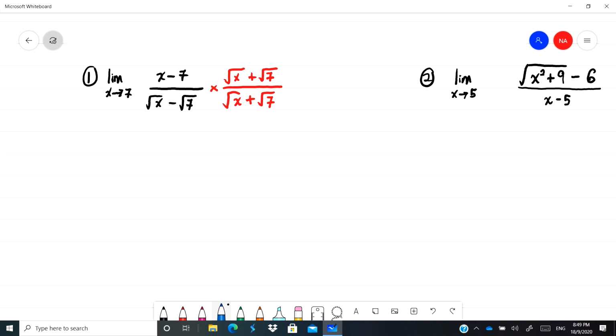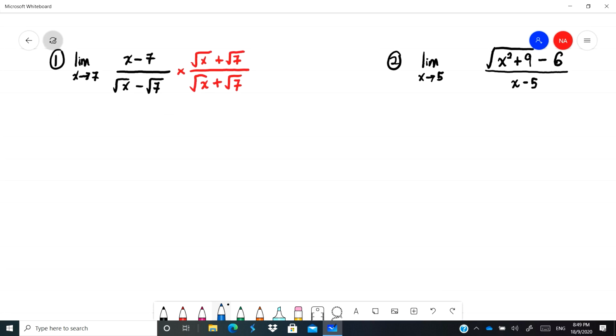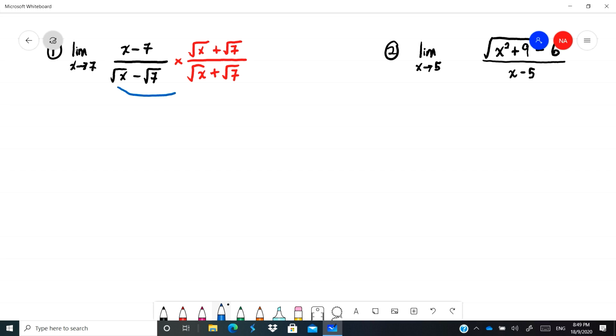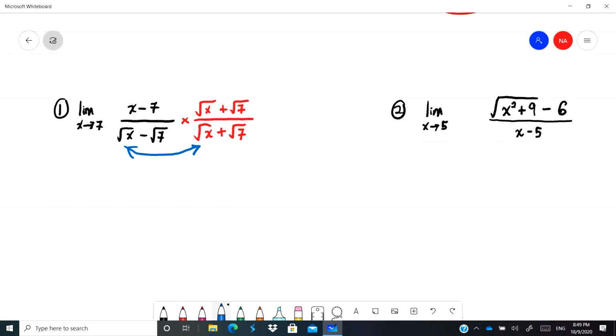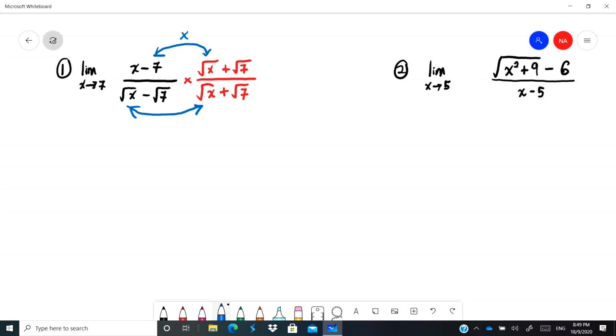Now what we are going to do is expand the part at the denominator, this part only. The one at the numerator, you don't have to expand. Do not expand, leave it like that. Later on you will understand why we do this.